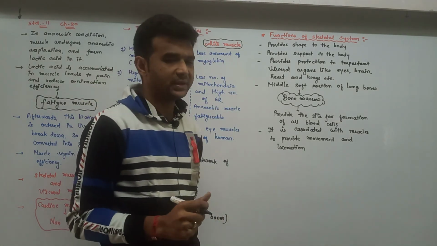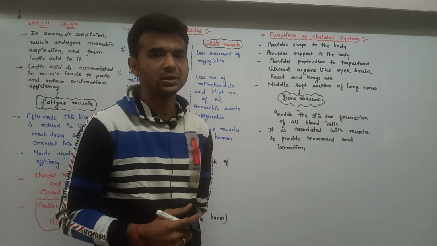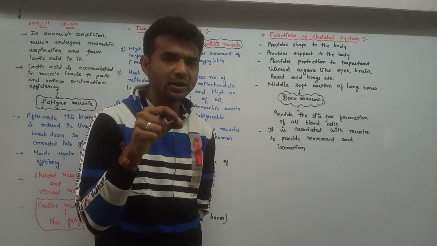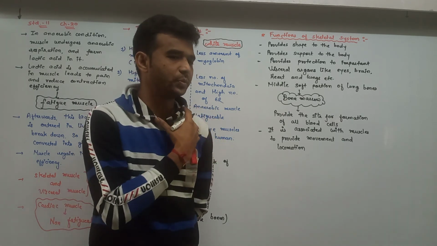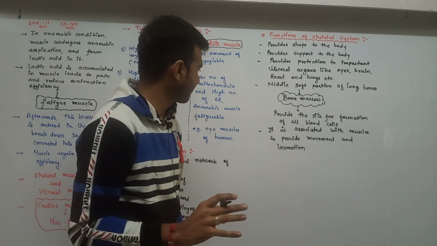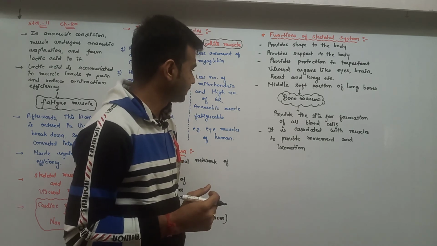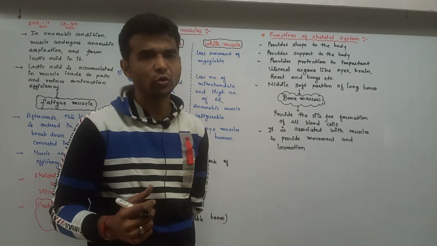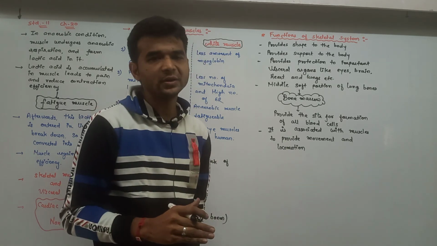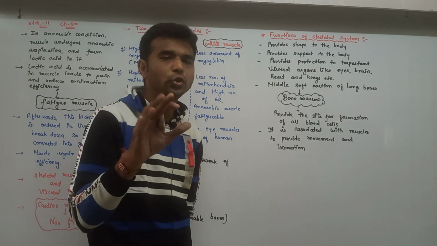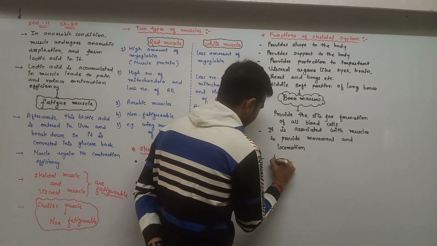It is associated with the muscles. You know that two bones are joined together and form a joint, and we have so many joints in the body. So it is associated with the muscular system and provides movement as well as locomotion. Without muscles, no movement of the joint, and without the joint, no movement of the muscles. Right?